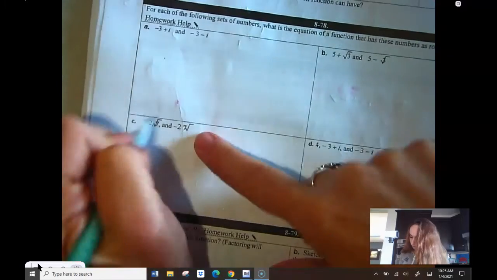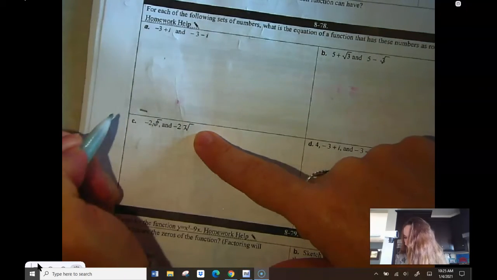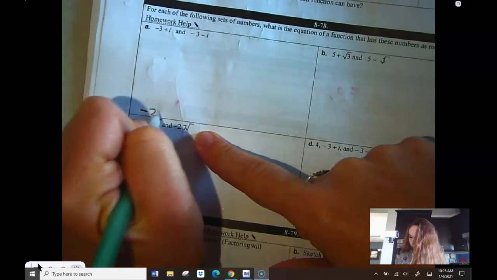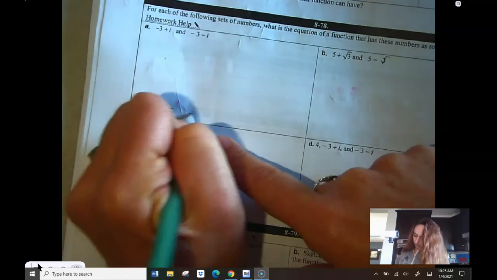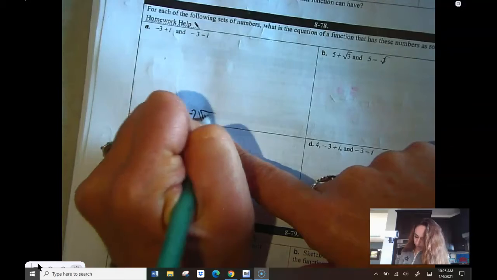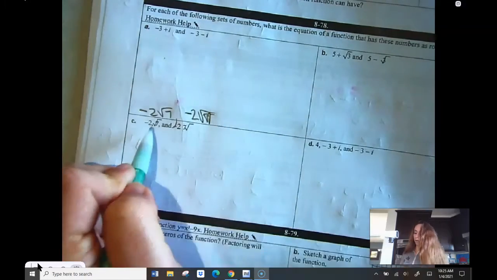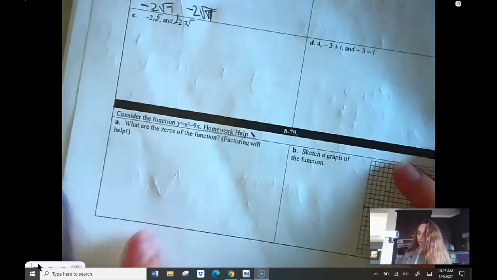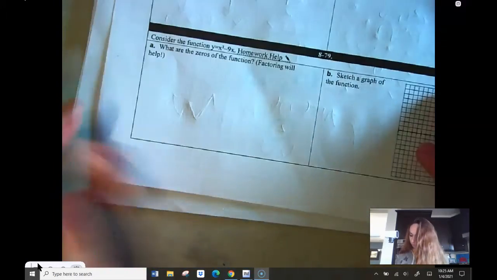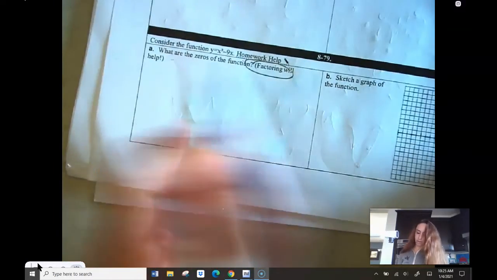This is a review of what you did in the section before. This should be negative 2 rad 7 and negative 2 rad 7. So I guess it's just multiplicity 2 or it's a bounce. Okay. All right. And then this one, consider this. What are the zeros? So factor, sketch it.